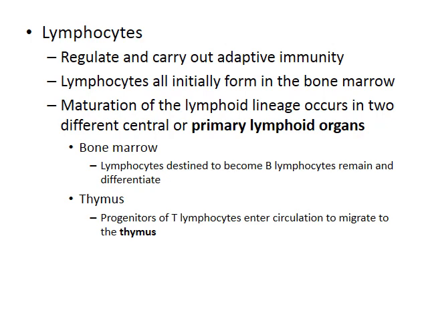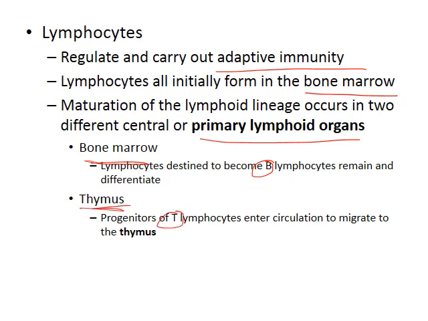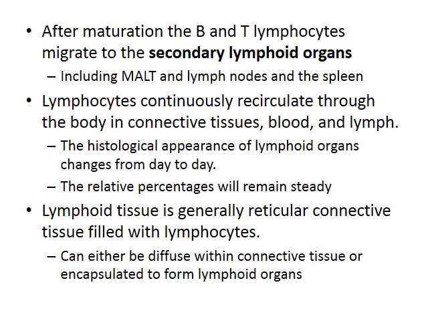Now, lymphocytes are going to be regulating and carrying out your adaptive immunity. Remember, these initially form in the bone marrow, and then as they mature, they occur in two different primary lymphoid organs: the bone marrow, which is where the B lymphocytes come from, and the thymus, which is where T lymphocytes come from. Once they're mature, they migrate to our secondary lymphoid organs, which include our MALT. There they recirculate through the body and connective tissues, blood, and lymph, and just look around for anything foreign.